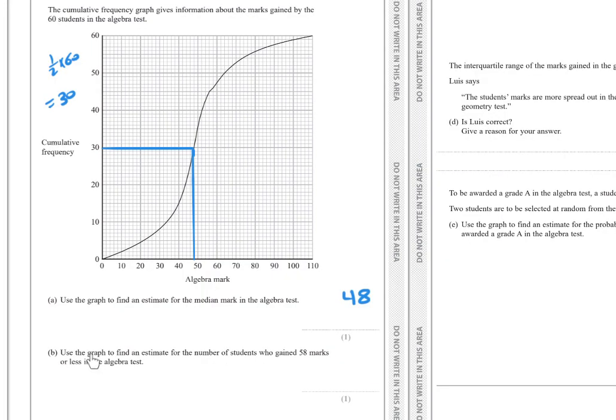B. Use the graph to find an estimate for the number of students who gained 58 marks or less in the algebra test. So start from the horizontal axis at 58 marks, this 58, then draw a vertical line till you reach the curve, then find the corresponding value on the y-axis. Now the number is 46. So 46.